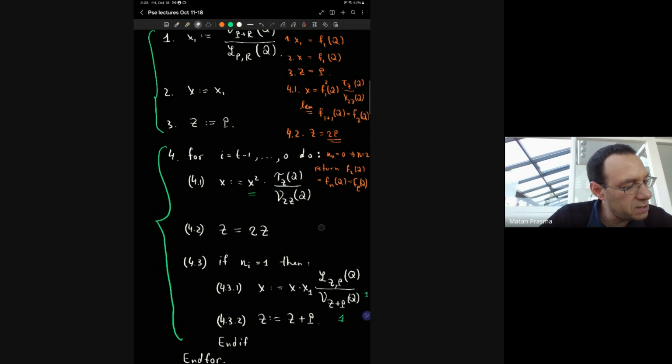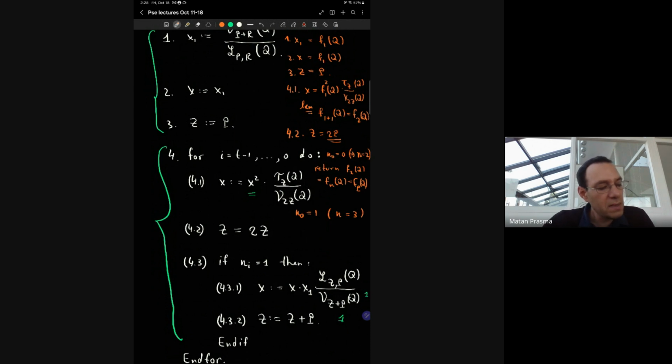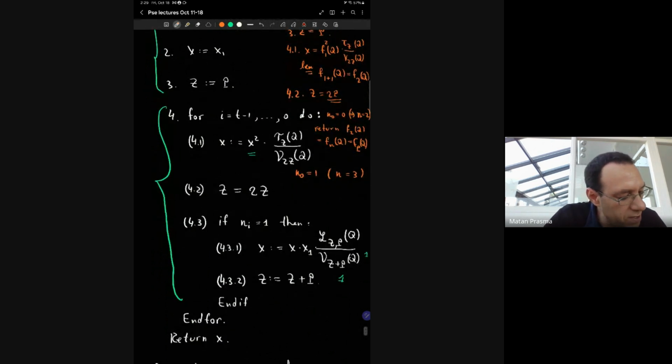And now let's suppose that N0 is equal to 1, which means, of course, that N is equal to 3. So if N0 is equal to 1, I do get into the if statement. And what I do in the if statement, in 4.3.1, is I put the value of x to be equal to x times x1 times this quotient, the line between z and p, over the vertical line of z plus p, both evaluated at q.